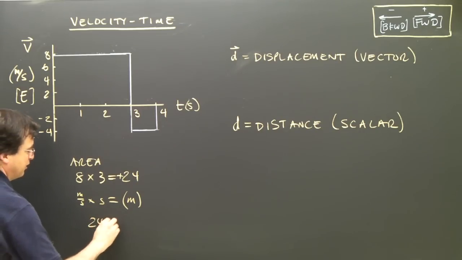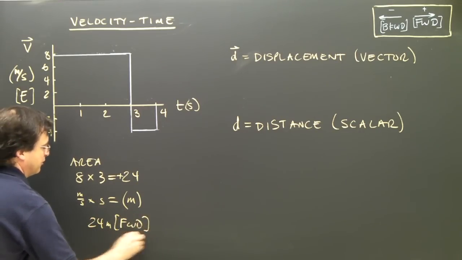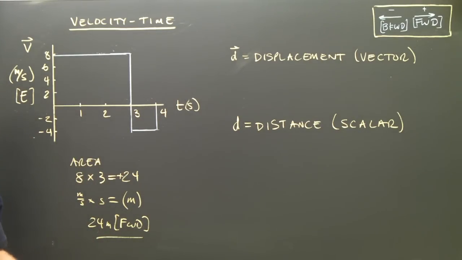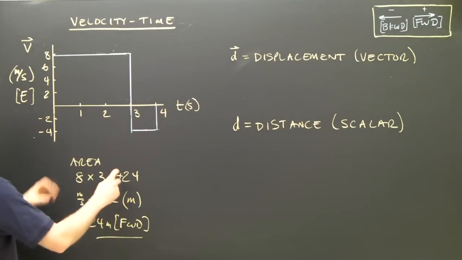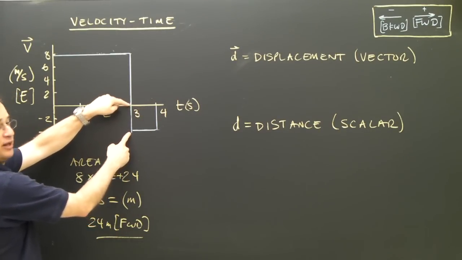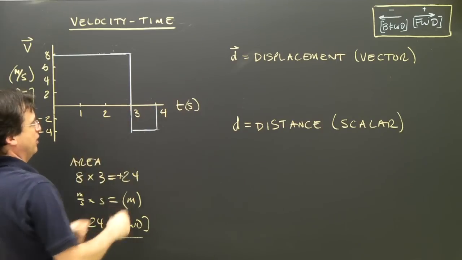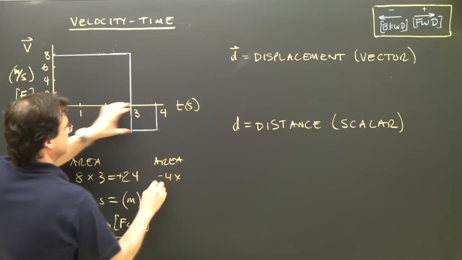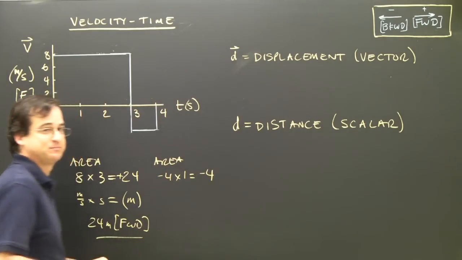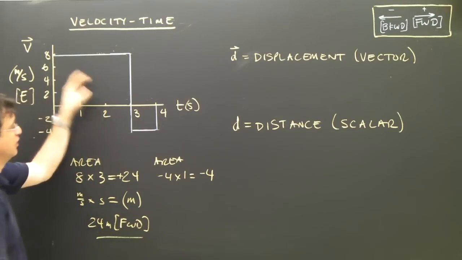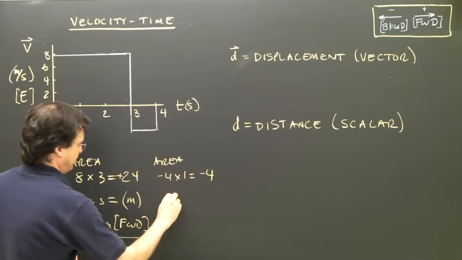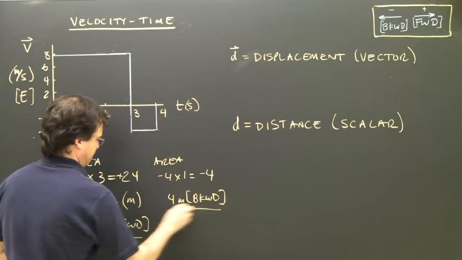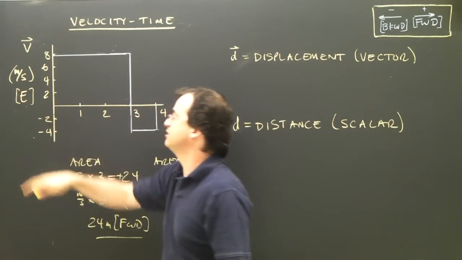So we moved 24 meters, it's positive, so that's forward. So the area of a VT graph gives us the displacement. In this case, it's 24 meters forward. Let's look at this side. For this, we've got a height here of -4 and a base here of 1. So the area here is going to be -4 times 1, which is -4. Units are going to be meters because the area of a velocity time graph is in meters. So we're going to get that we moved 4 meters backward. Now we know, we were told that forward is east, so backward would be west.